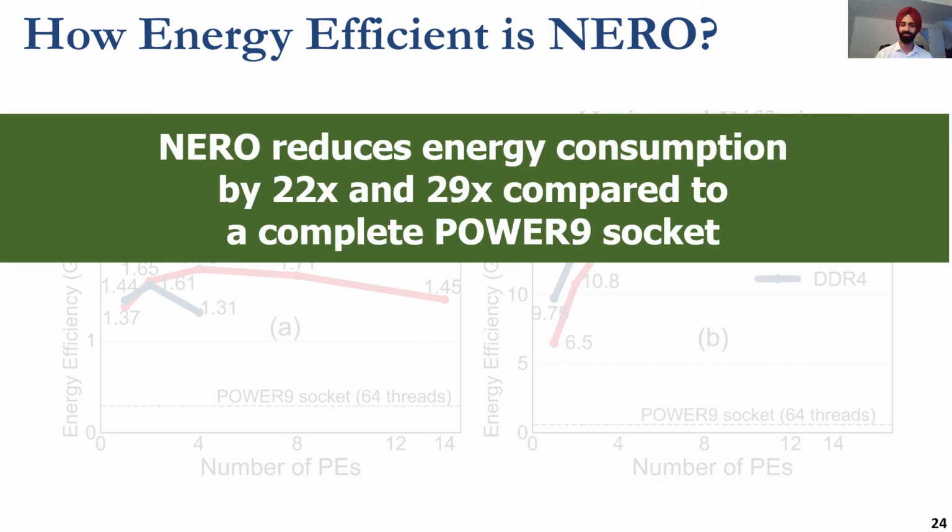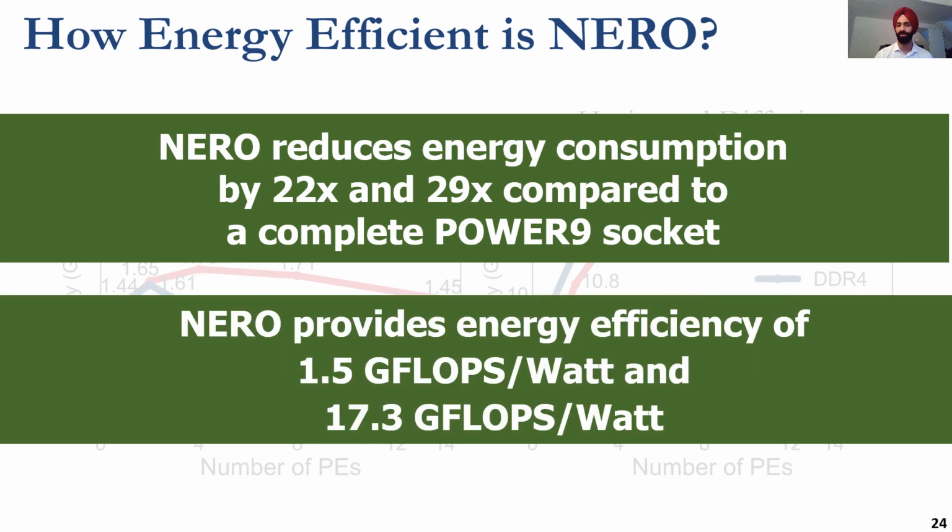By executing these kernels on an HBM-based board, we reduce the energy consumption by 22 times for vertical advection and 29 times for horizontal diffusion compared to a 16-core Power 9 socket. And NERO provides energy efficiency of 1.5 gigaflops per watt and 17.3 gigaflops per watt.